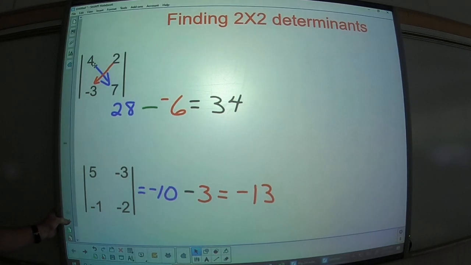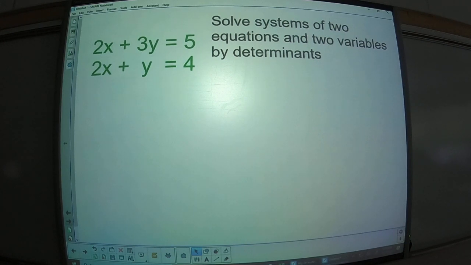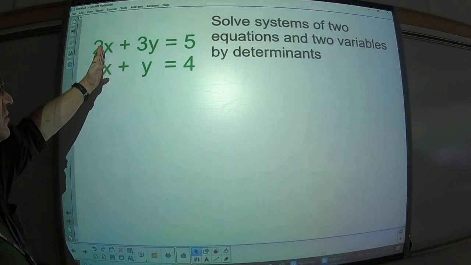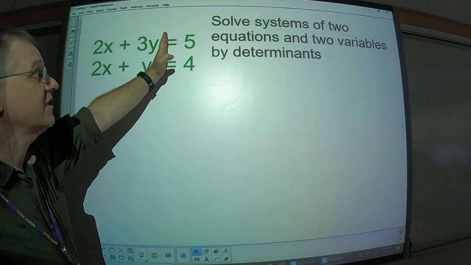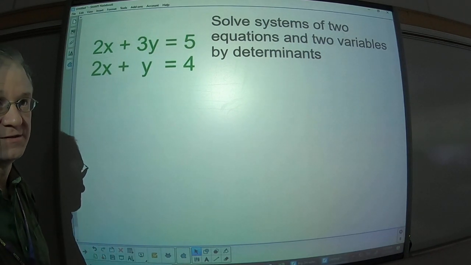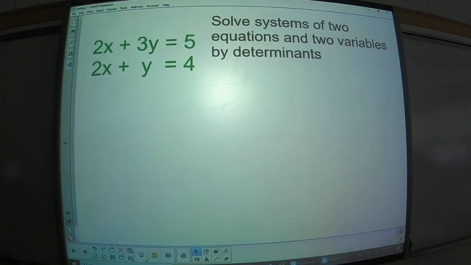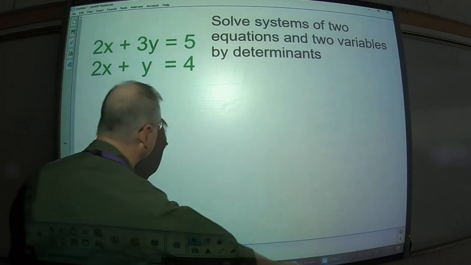Now the next thing we're going to do is use determinants, and I'll have provided you with a worksheet with the details of this, to solve systems of equations. The very first thing you have to do for this to work correctly is put it in order: the x term, the y term, the equal sign, and the constant. It has to be in that order. If it is not in that order, it will not work the way it's supposed to.